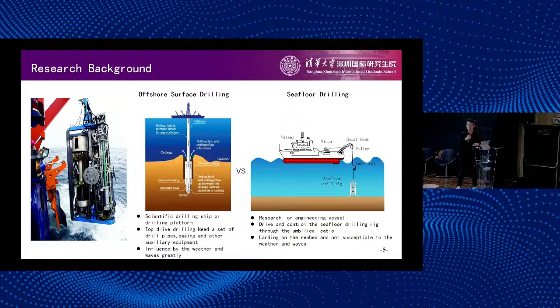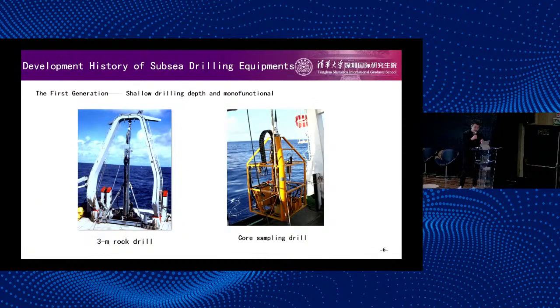Since the 1960s, scientists and engineers have been building seafloor drilling rigs, which can be divided into four generations to this day. The representatives of the first generation of seafloor drilling rigs are the 3-meter drilling rig of the University of Washington and the 1-meter drilling rig of Changsha Institute of Mining Research in China. The 3-meter drilling rig has a core diameter of 36.5 millimeters and can only be leveled within a 15-degree slope.